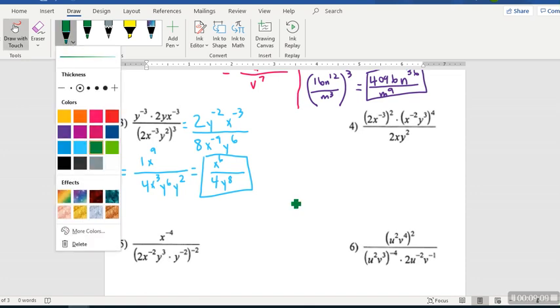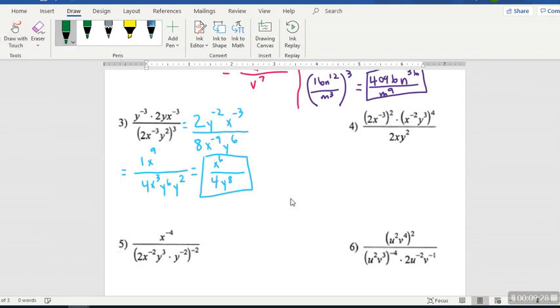Let's see what we have here. We've got a couple sets of parentheses with exponents, so it looks like we're going to do this and all of this first, then combine those before we combine with the denominator. So everything in this set of parentheses needs to get squared. So 2 gets squared. That would be 4. X to the negative 3rd gets squared. That would be x to the negative 6th.